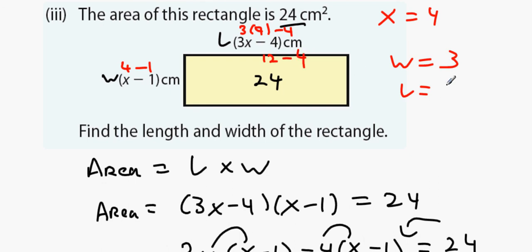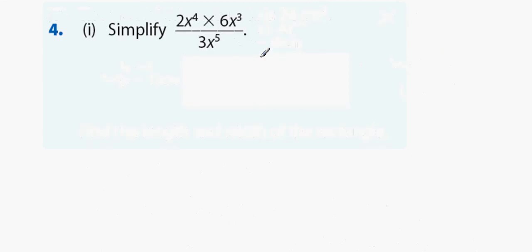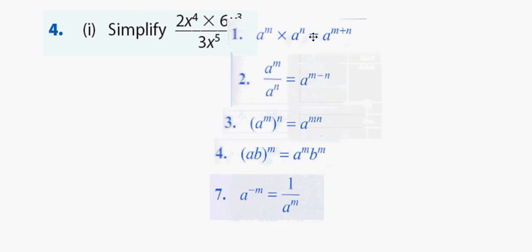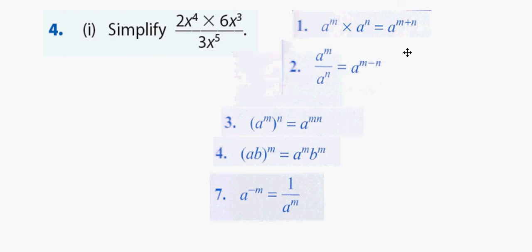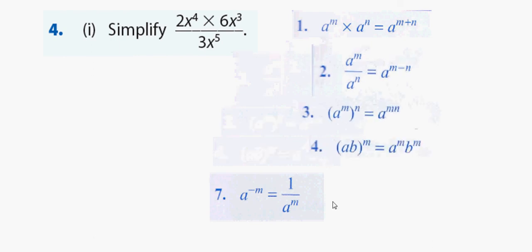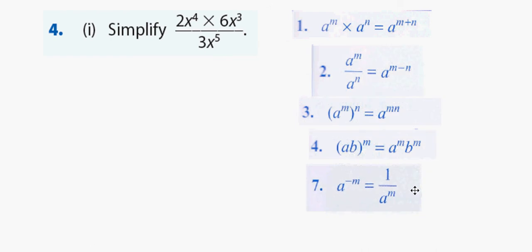Now, next one. For these questions here, what we're going to have to do is just simplify these. So we're just going to have a look at our rules and see what happens. Okay, so the rule is multiply the big numbers by the big numbers. So we're going to multiply the 12 by the 6, and we're going to get 12. Okay, and then we're going to have x^4 multiplied by x^3 divided by 3x^5.